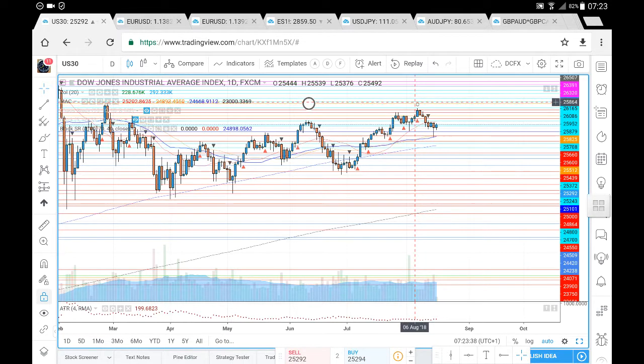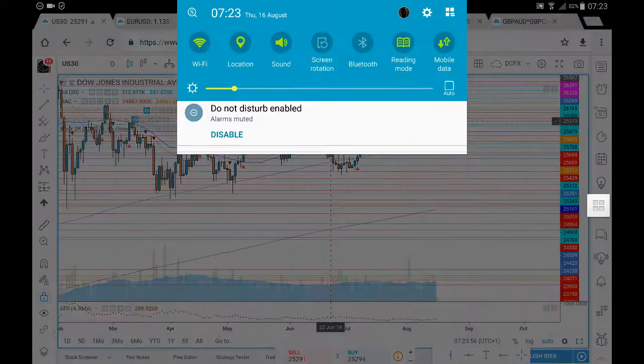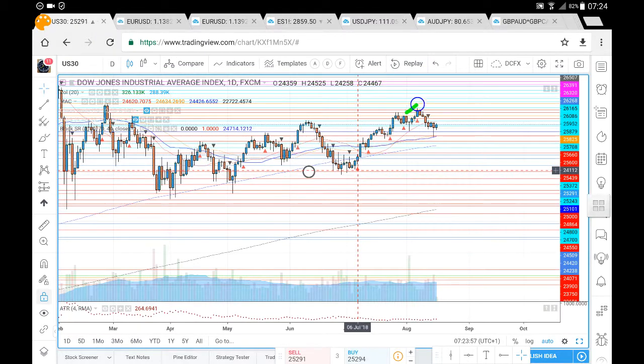So let's just see where our highs are. Our highs were... interesting... 25,695. So in around that 25,700, we've pulled back to below the 25,000 mark. So we had a near 700 point pullback here on the US 30, somewhat breaking out of the trend that we were in. And we've pulled back out of the trend.